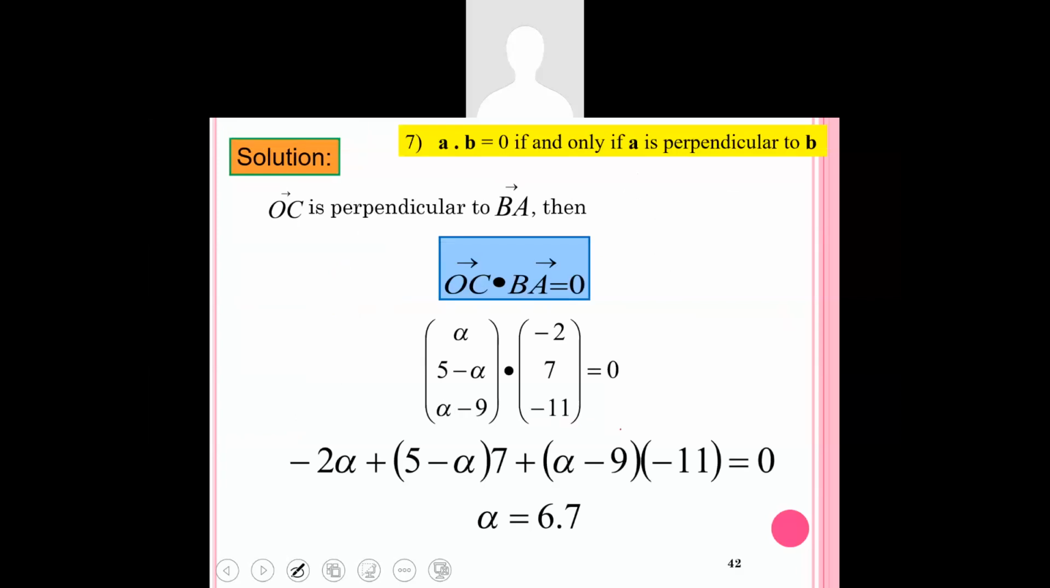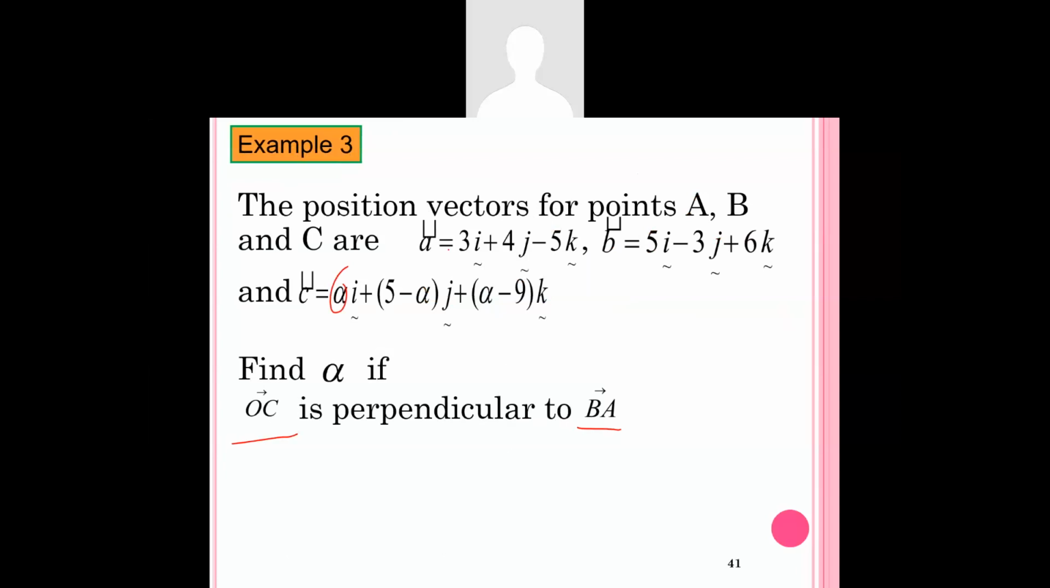Okay, so OC is perpendicular to BA, and therefore the dot product must equal 0. So let's try and show that. OC is alpha, 5 minus alpha, minus 9. And then BA, we have to find. We've got A, we've got B. So we can look for OA and we can look for OB. Therefore, we can look for BA.